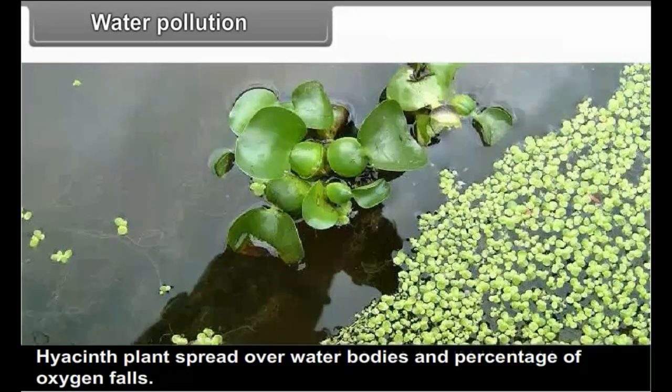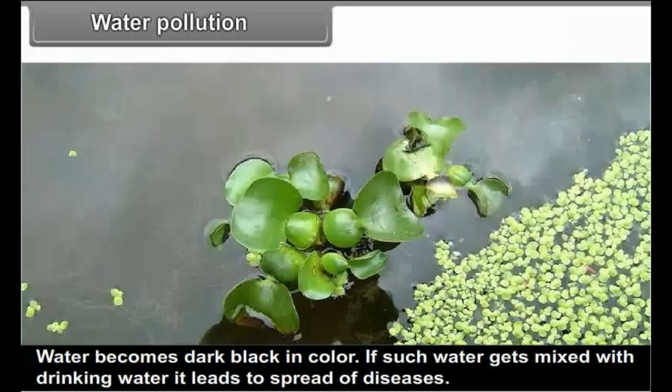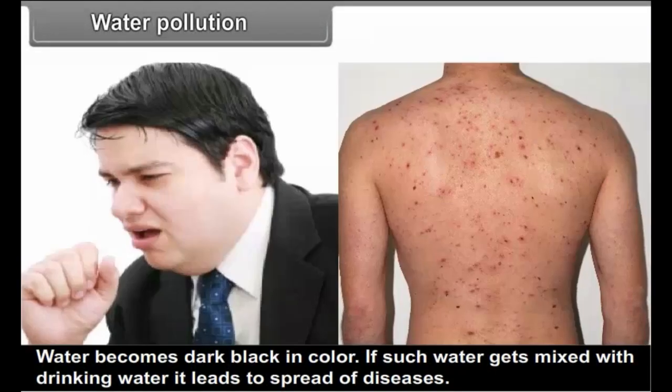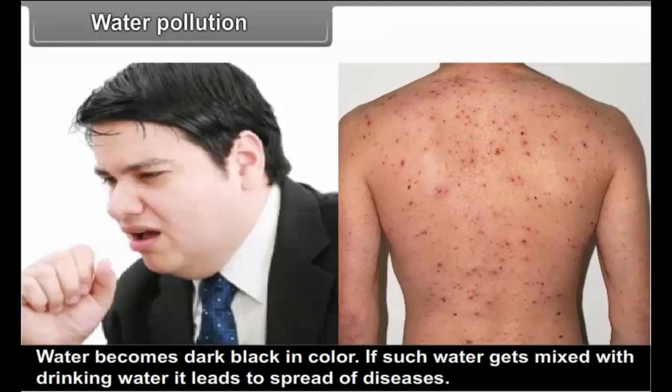Hyacinth plants spread over water bodies and the percentage of oxygen falls. Water becomes dark black in color. If such water gets mixed with the drinking water, it leads to the spread of diseases.